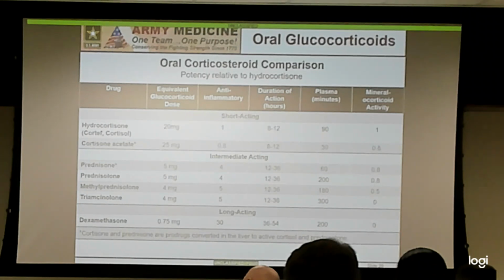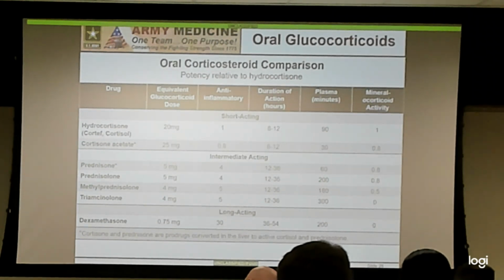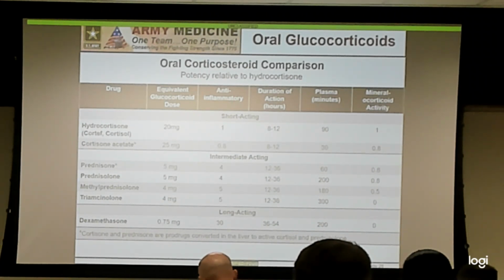0.75 compared to the 20 that we would use if we had hydrocortisone, okay? So this is just showing you the duration of action and the potency or the equivalence of your oral steroids that you would be using compared to before when we were talking about our medium, low, and high potency for our topicals. This is specifically looking at your oral medications and how these go across.